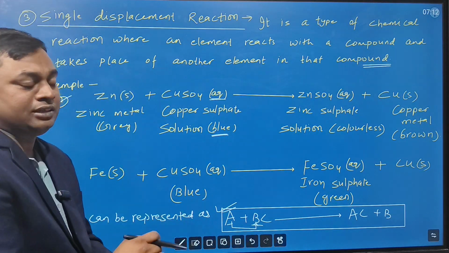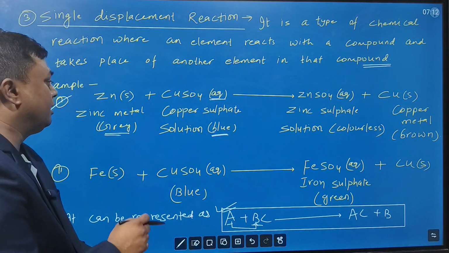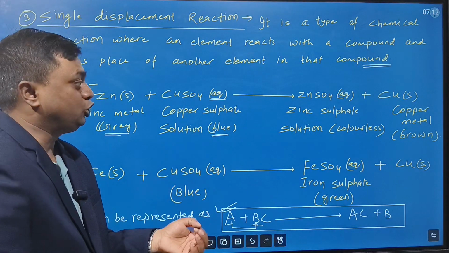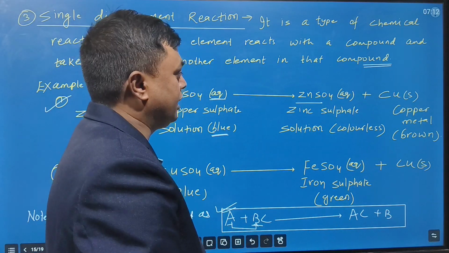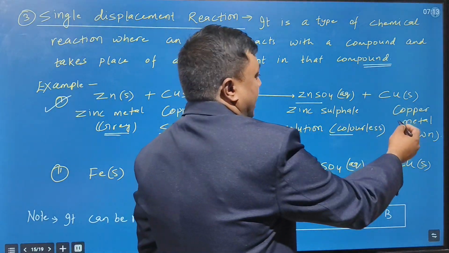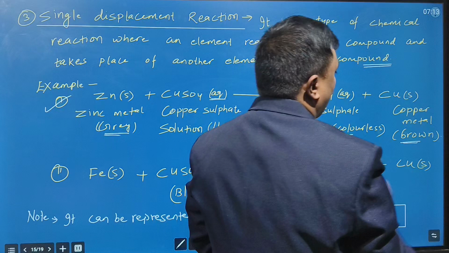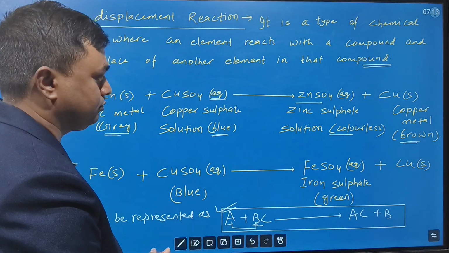Once you add zinc, which is a gray color metal, in this solution in the test tube, you will get zinc sulfate plus copper. Okay, zinc sulfate will be colorless and copper, that is a brown color copper, is obtained.